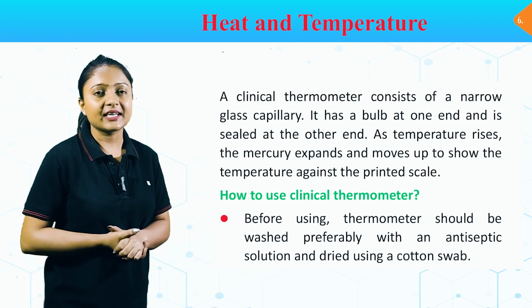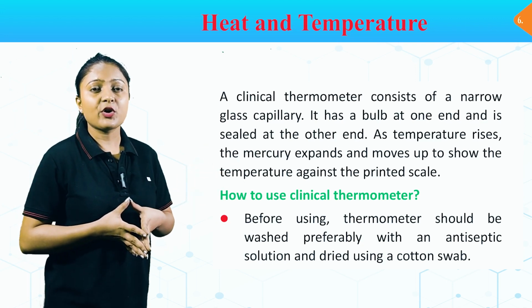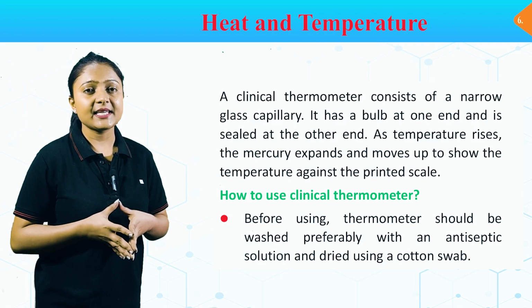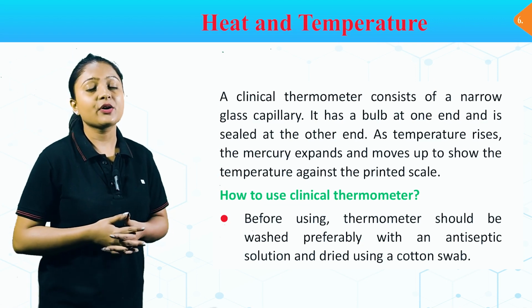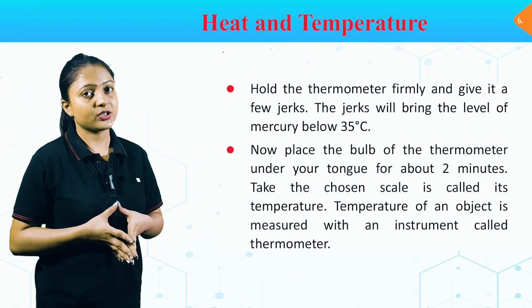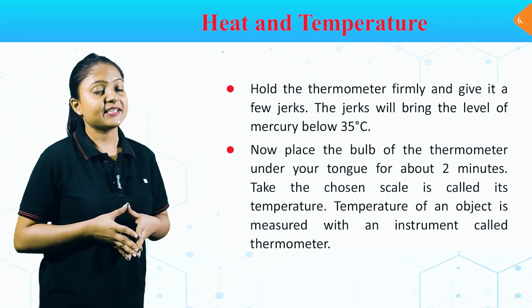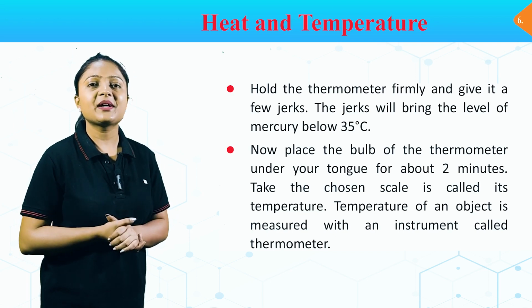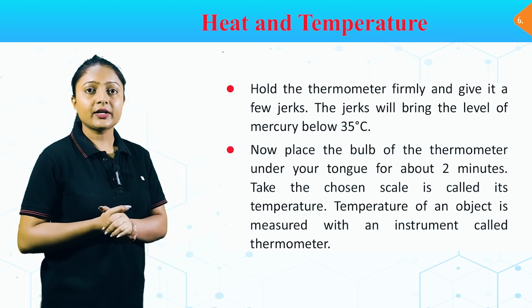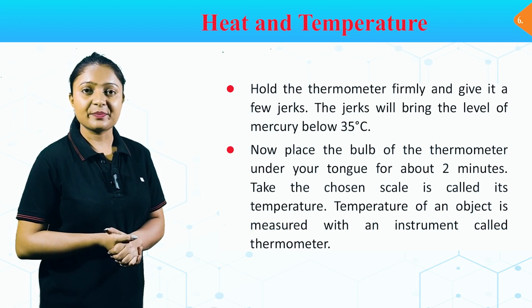How to use a clinical thermometer? Before using, the thermometer should be washed, preferably with an antiseptic solution, and dried using a cotton swab. Hold the thermometer firmly and give it a few jerks. The jerks will bring the level of mercury below 35 degrees Celsius. Now place the bulb of the thermometer under your tongue for about 2 minutes. Take the reading on the chosen scale.